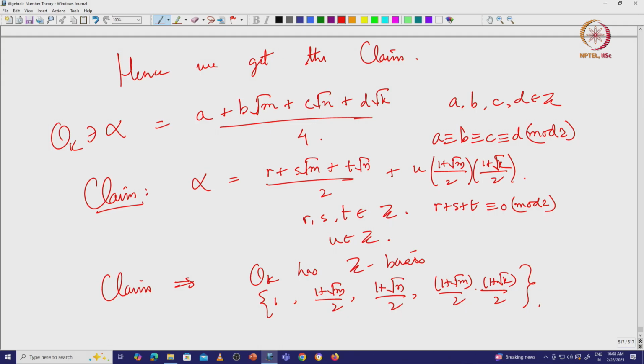So why does the claim give that? Well, you see the last element is already here, u times something. So you just need to notice that (r + s√m + t√n)/2 can be written in terms of 1 plus some multiple of (1+√m)/2 and some multiple of (1+√n)/2.